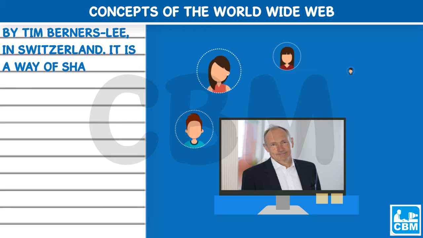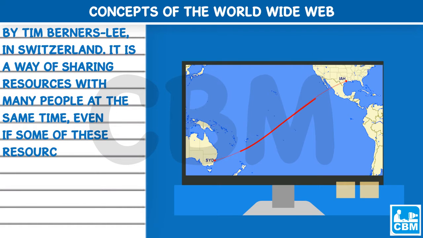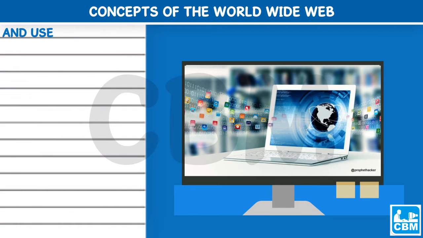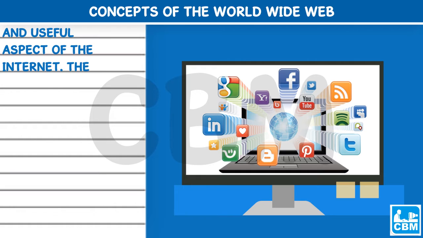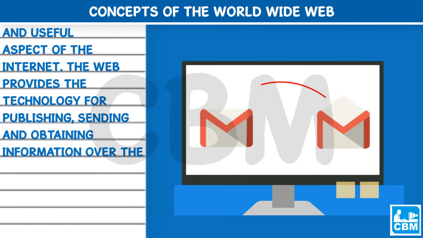It is a way of sharing resources with many people at the same time, even if some of these resources are located at opposite ends of the world. It is the most exciting and useful aspect of the Internet. The web provides the technology for publishing, sending and obtaining information over the Internet.